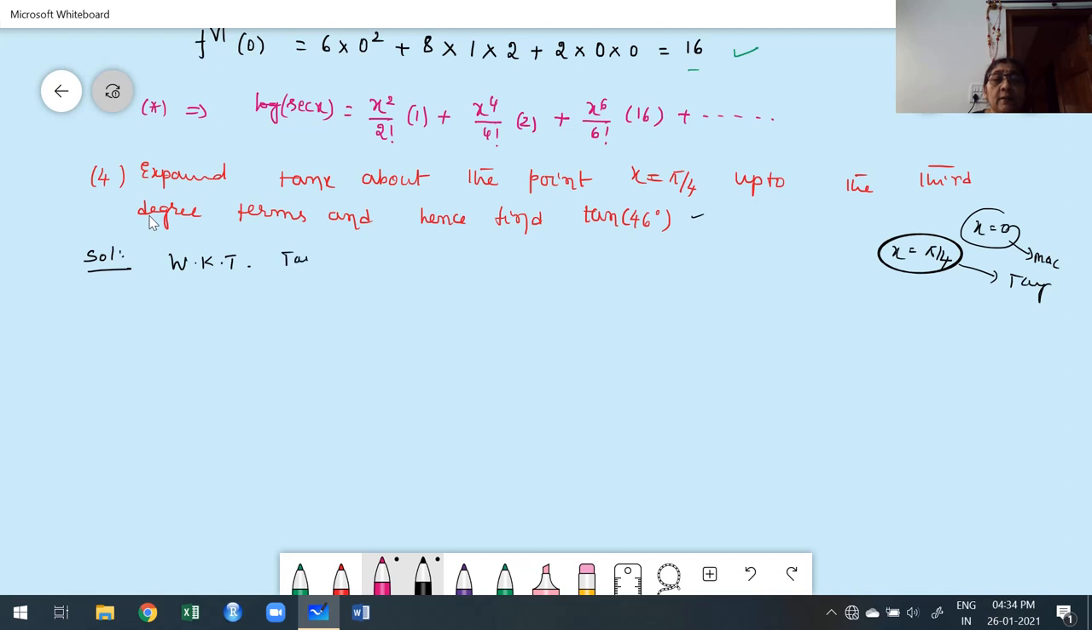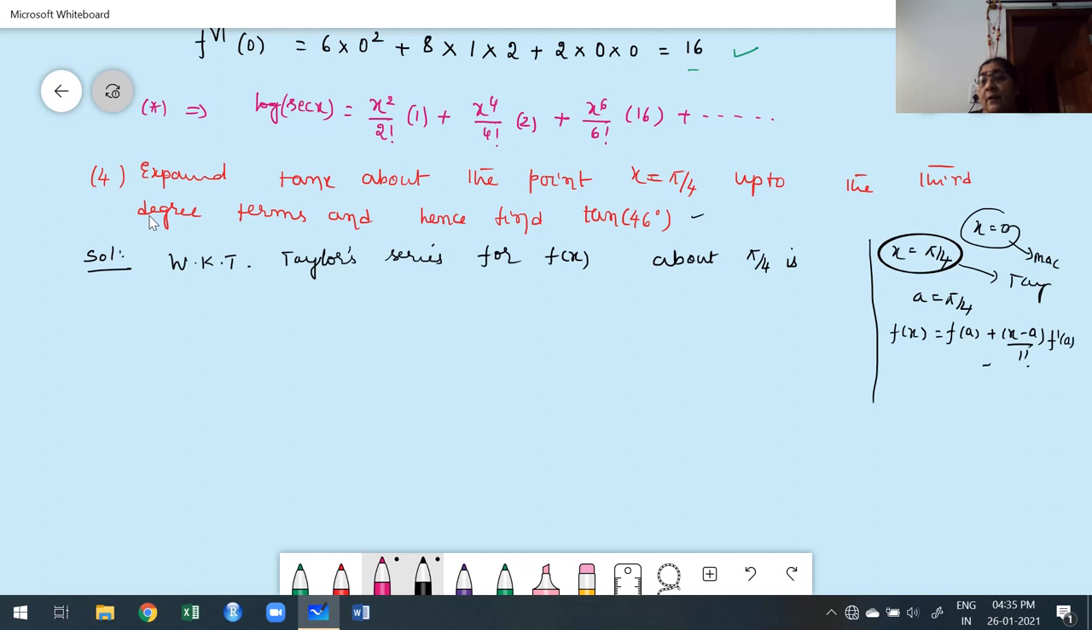First, you write down what is our general formula for Taylor series. Taylor series for f of x about pi by 4. About pi by 4 means a is equal to pi by 4. You know what is my general expansion of Taylor series. f of x is equal to f of a plus x minus a by 1 factorial into f dash of a, etc. This is my Taylor series about a point a. What non-zero value have they given? That is my a. Please try to understand that. Don't get confused here. The value they have given, that is our a.